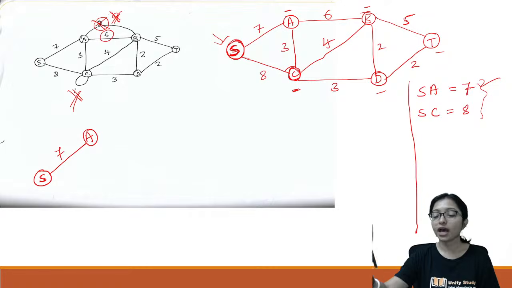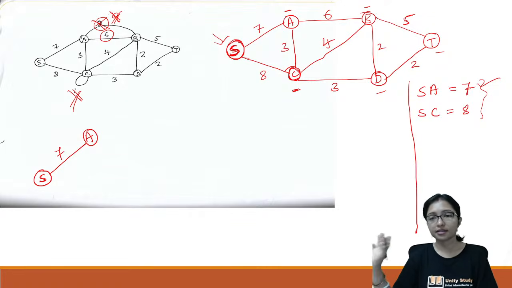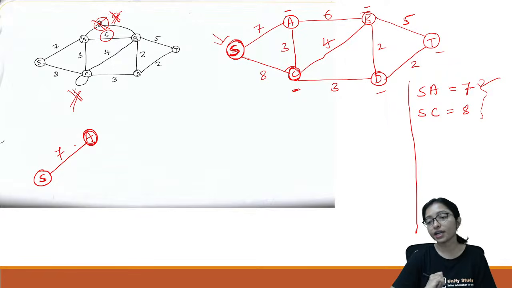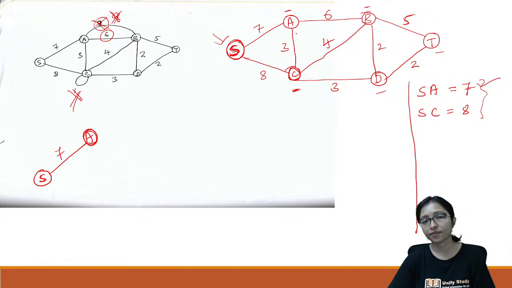This is the minimum. I will take SA. This is the one. Okay. After that, what will I do? Now see that I have already visited A. As I have already visited A, what are available to me? I will make a list.